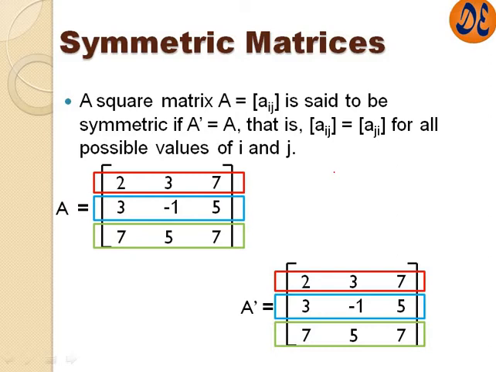Remember, a symmetric matrix can only be a square matrix. Why? Because whenever we transpose a matrix, the number of rows becomes the number of columns, and the number of columns becomes the number of rows. So for a matrix to remain the same, the number of rows and number of columns should be the same. Then only the transposed matrix can be the same.